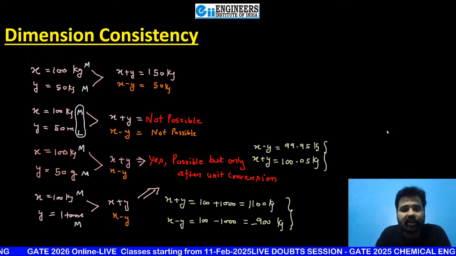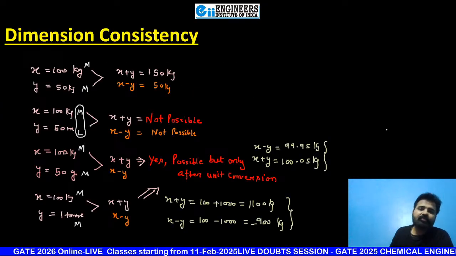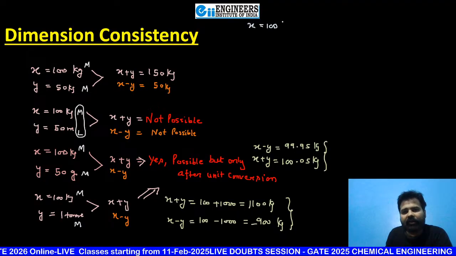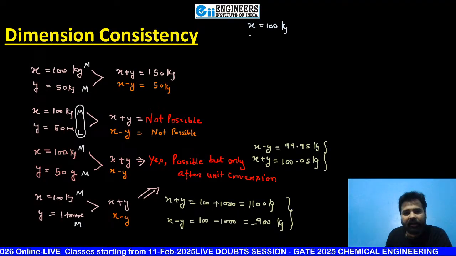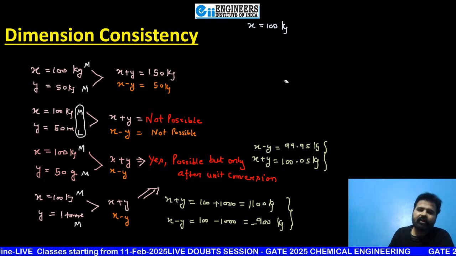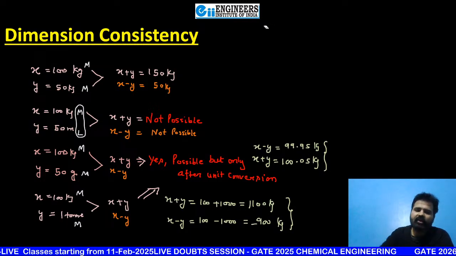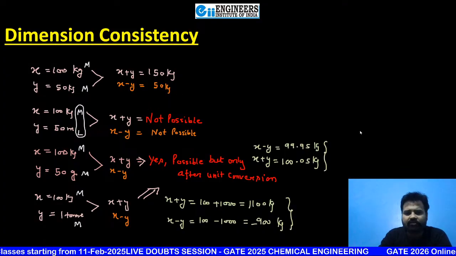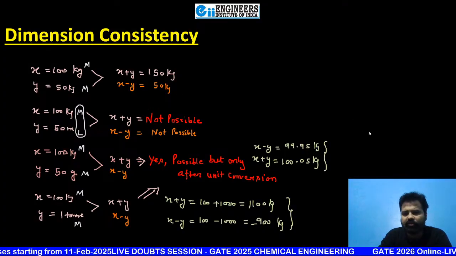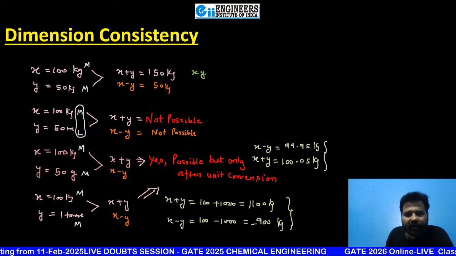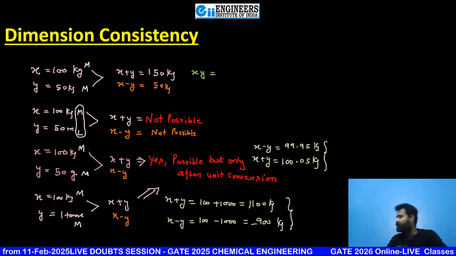Okay, now let's check multiplication for the same thing. So suppose x is 100 kg and y is the same. No need to write it again, just focus on the same question. Please tell me, beta, here x into y, the value is how much?